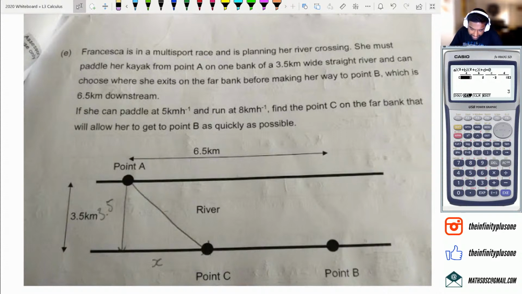All right, so this question here is another one of these long questions, but it's again about breaking the question down. This is differentiation, by the way. So what we've got here is she is going to be paddling a kayak from point A on one bank, which is 3.5.